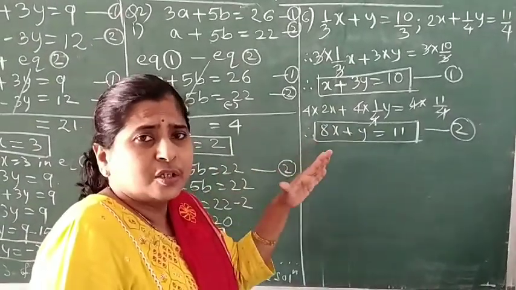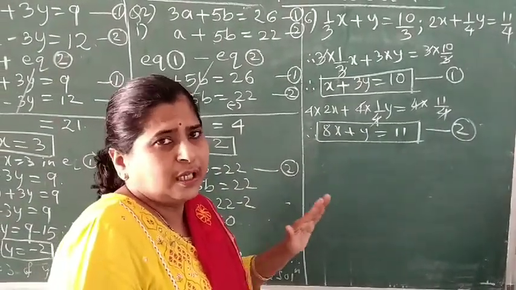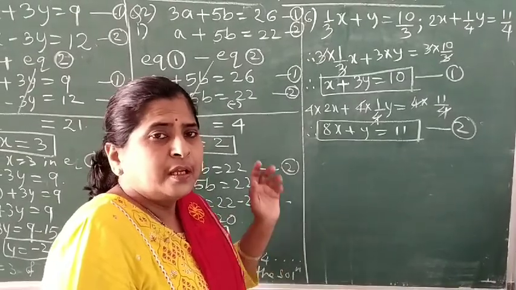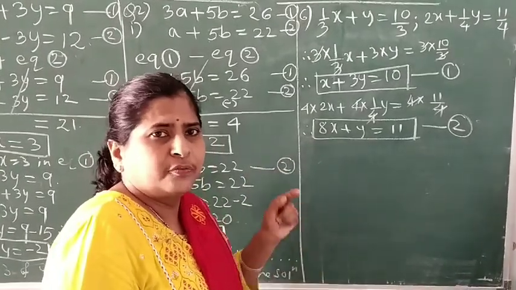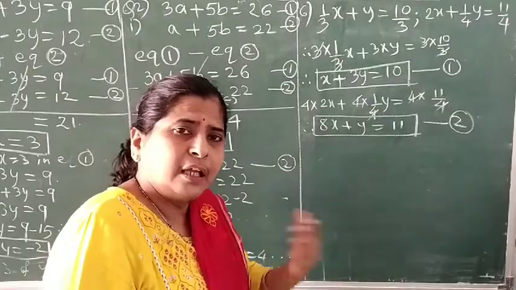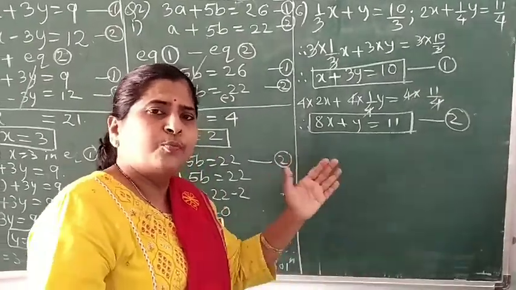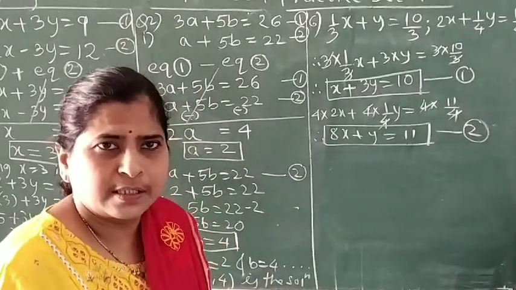So just by addition or just by subtraction, we cannot eliminate any one of the variables. Here we first have to make the variables equal, and then we have to add or subtract. Now, you can do both these things simultaneously.